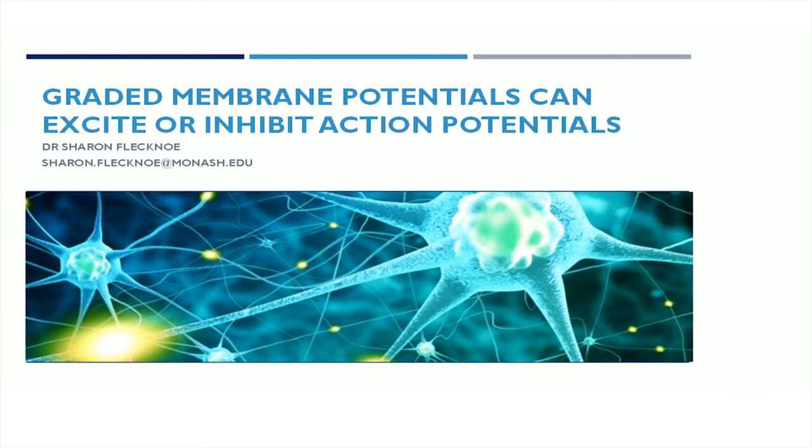So in our last video, we talked about our graded potentials, and we said they could produce an action potential, so they can excite the cell to reach an action potential, but I actually didn't tell you the whole story, because not only can they excite the cell to action potential, they can also inhibit it. How do they do this?